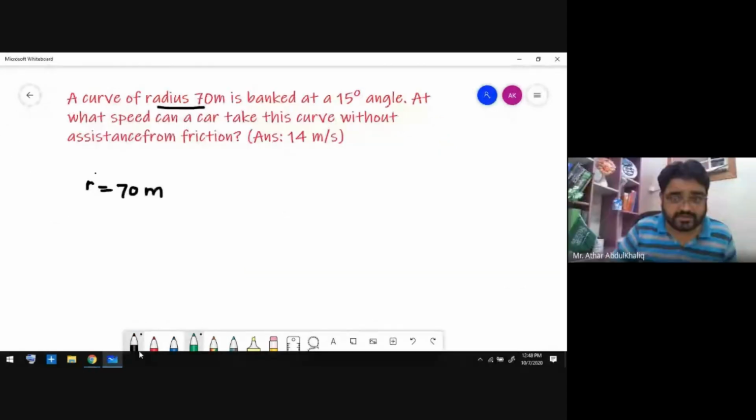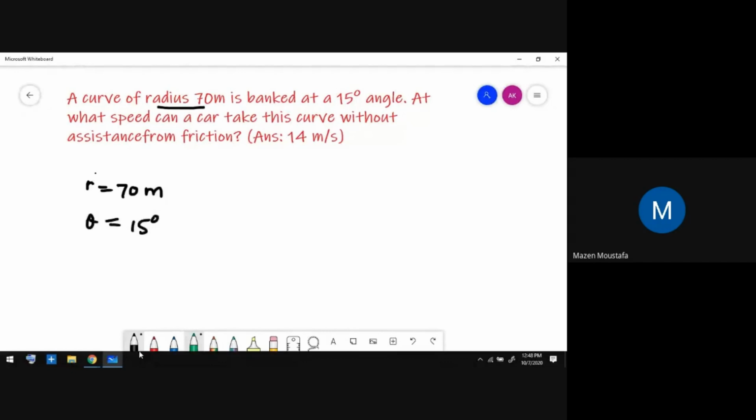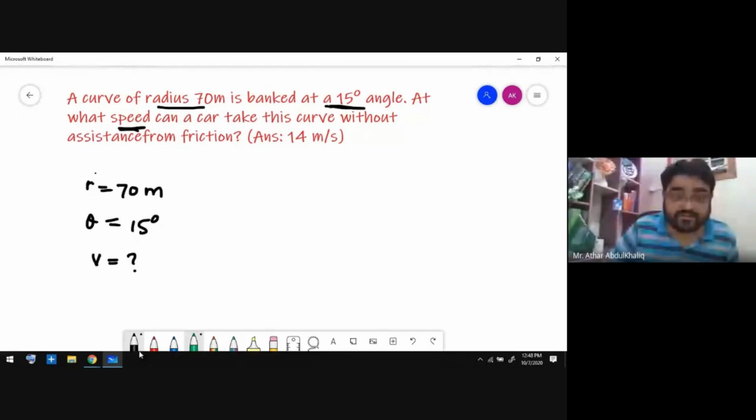A curve of radius 70 meters is banked at a 15 degree angle. At what speed can a car take the curve without assistance from friction? Answer is 14 meters per second.